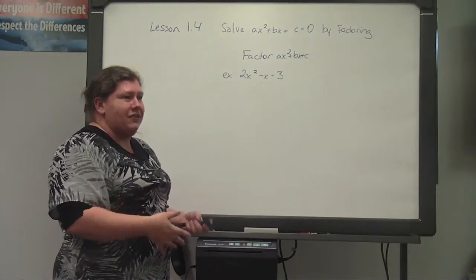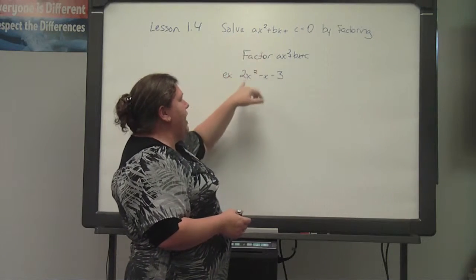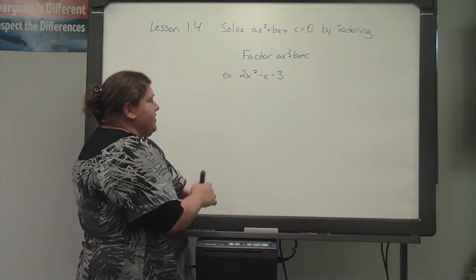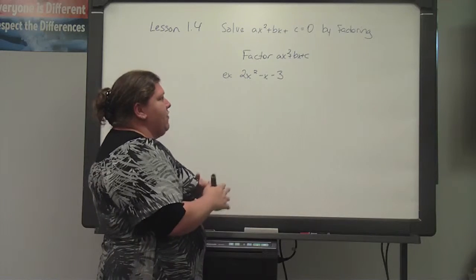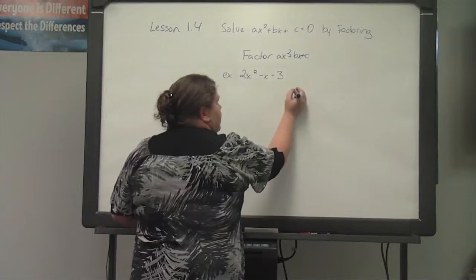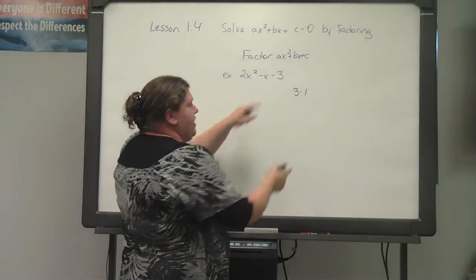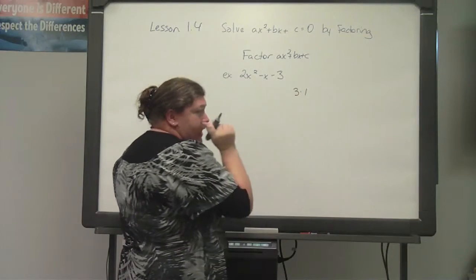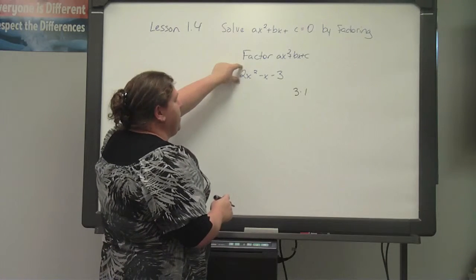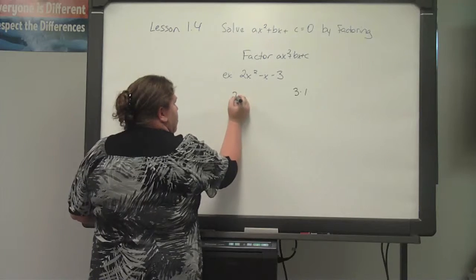There is more work involved when you factor with a number for a that's something other than 1. So what we're going to do first, just like yesterday, is find the factors of 3. The factors of 3 are 3 times 1. And again, we have a negative here, so we know that one of these is going to be a negative, but we don't know which one. Today, we also have to find the factors of 2, which are 2 times 1.